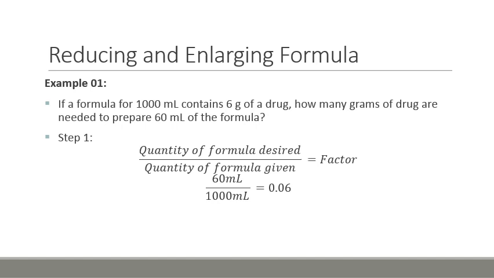Now this value is less than 1, so we say that this is a fraction, and we know that we are trying to reduce the size of the preparation. If we multiply this factor with the given quantity of the drug, that is 6 grams, then 6 grams multiplied by 0.06 will be equal to 0.36 gram. That means for making 60 ml of the formula, we will require 0.36 gram of the drug.